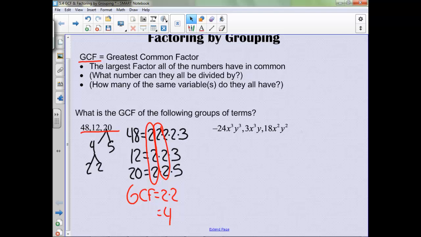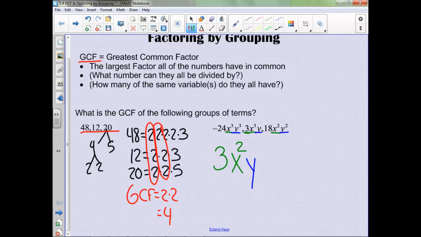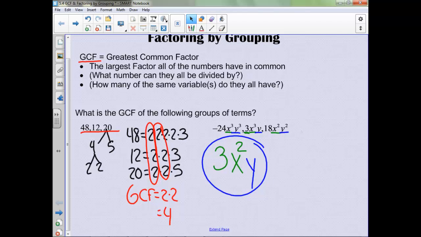Alright, now let's look at these. The largest number that can divide all of these is going to be a 3. And now let's look at how many x's they all have. Well, this has 3 x's, this one has 3, and this one only has 2. So they all have at least 2 x's, or x squared. And then this has 3 y's, 1 y, and 2 y's, so they all have at least 1 y. So your GCF would be 3x squared y.